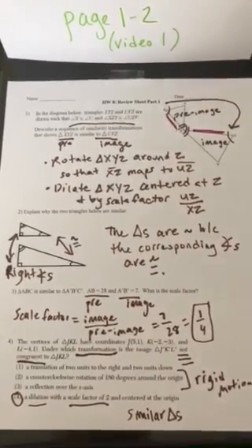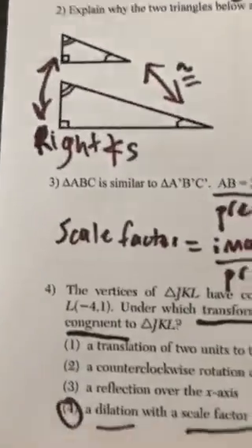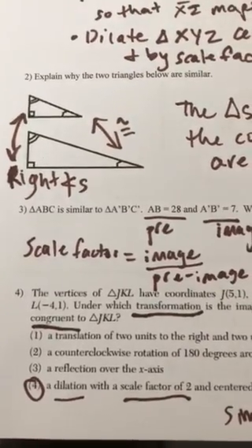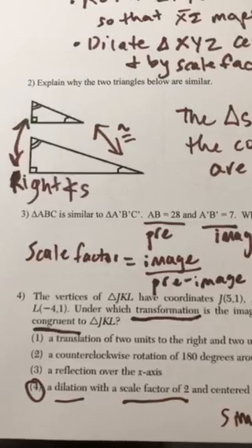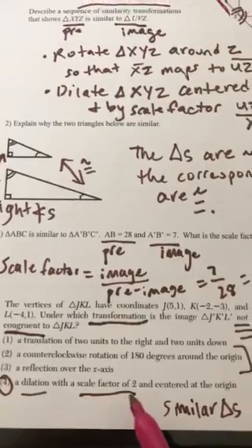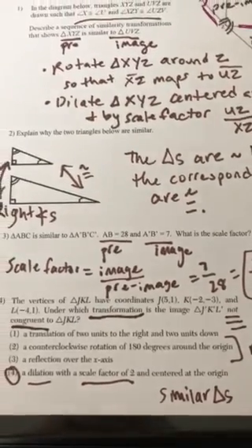The last question on the page is looking for a transformation where the triangles are not congruent. Well, a translation, rotation, reflection, those are all going to produce congruent images. Those are rigid motions. So the last one is a dilation with a scale factor of 2. Not a scale factor of 1, but scale factor of 2. So you know it is going to get larger. That creates similar triangles. So they are not congruent.